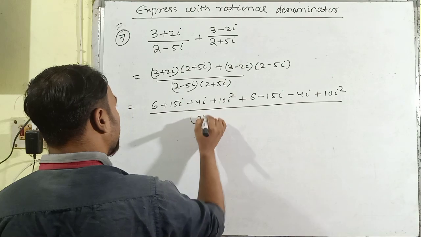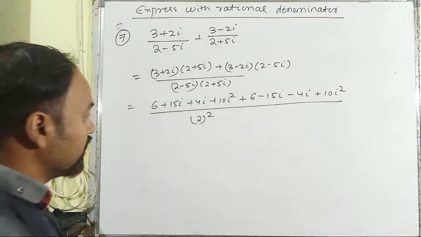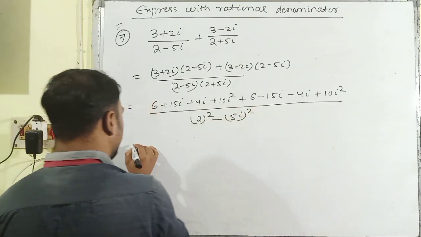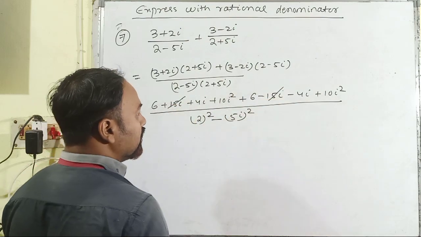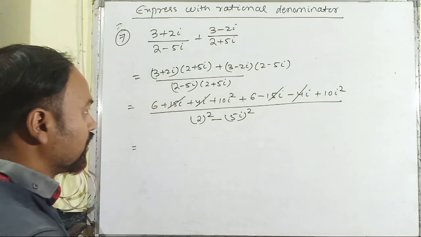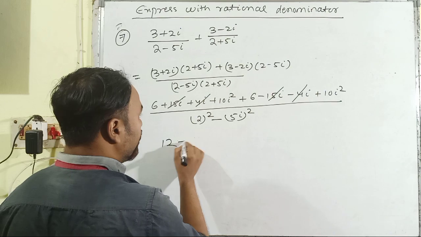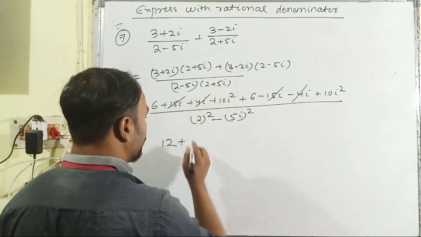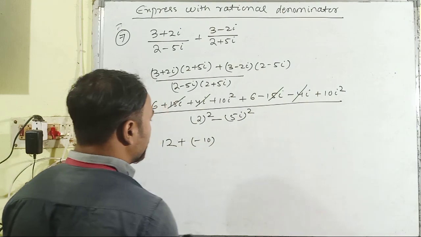Whole divided by (a - b)(a + b), that means the algebraic identity a² - b², which is 2² - (5i)². Then cancelling +15i and -15i, +4i and -4i, what are we getting here? 6 + 6 is 12, plus 10i², that means -10, and again -10.